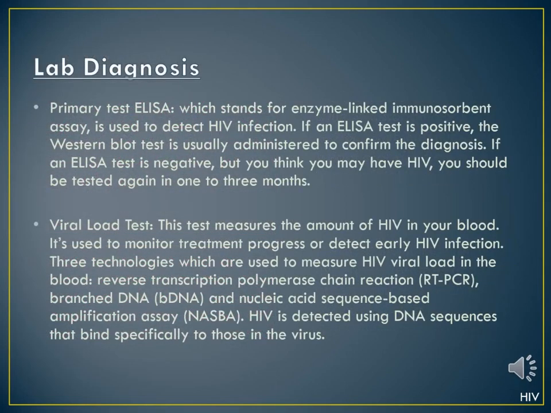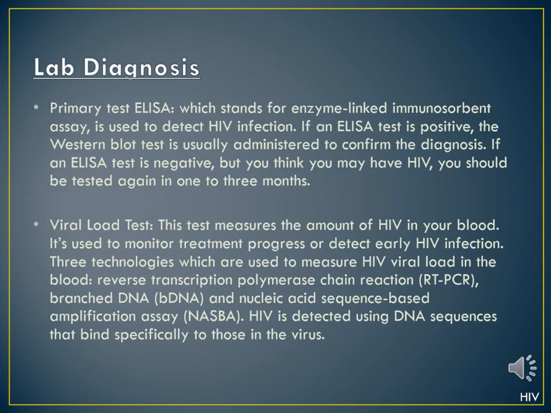Lastly, the lab diagnosis of HIV. So the most famous method of diagnosis of HIV is using ELISA and also the Western blot method. The primary test, ELISA, which stands for enzyme linked immunosorbent assay, is used to detect HIV infection. If an ELISA test is positive, the Western blot test is usually administered to confirm the diagnosis.